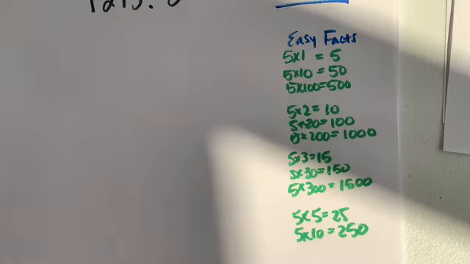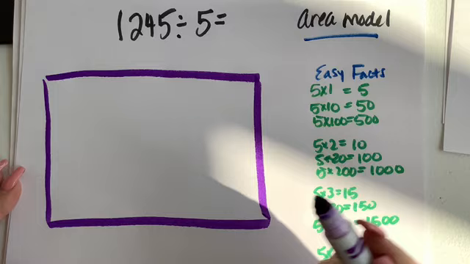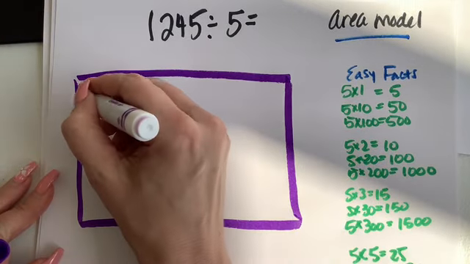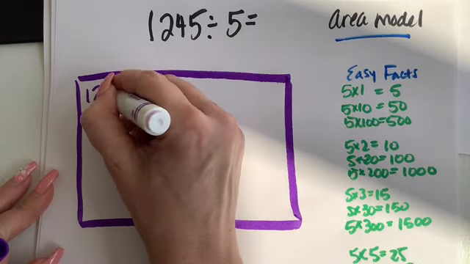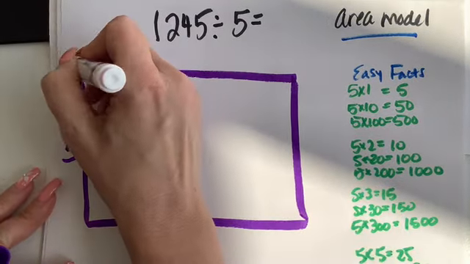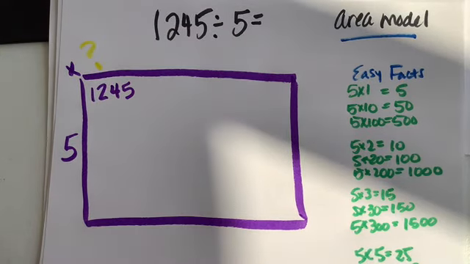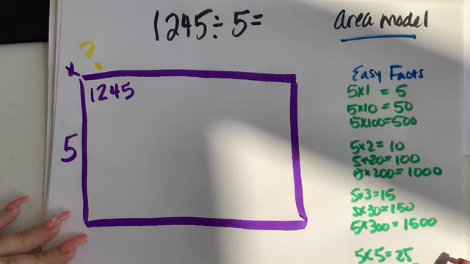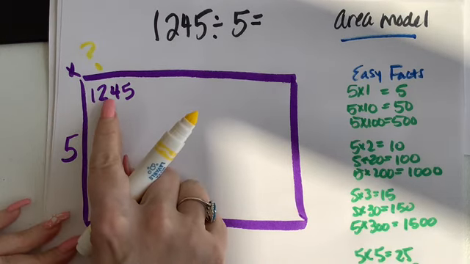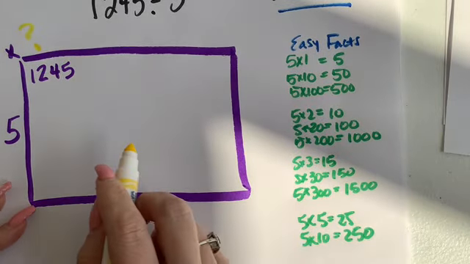Now I'm going to draw my area model. Big rectangle, and I know that I'm starting with an area of 1,245, and I am going to divide it by 5. So I need to find 5 times something is going to give me 1,245. So I'm going to go over to my easy fact bank, and I'm going to look at something that's close to 1,245 but doesn't go over, or it could be exactly equal to it.